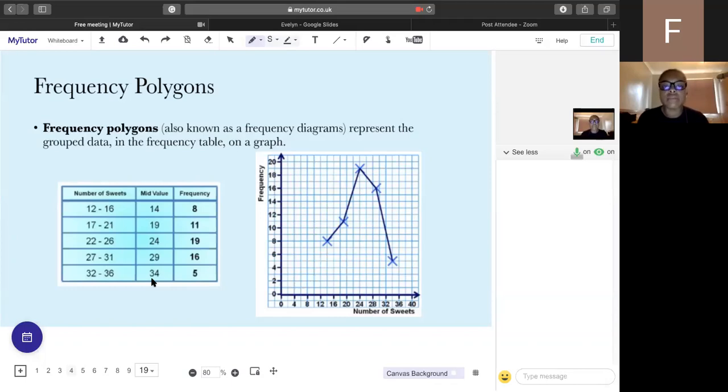Now, one thing we have to remember is when we are working with frequency polygons, we don't plot against the first or the last number in the interval. We plot against the midpoint. So we always have to find the middle value between each interval and plot our frequency against that. As we can see, we've got 14 plotted against 8, and then we've got 19 plotted against 11, and so on. So frequency polygons are always used with grouped data and tables.